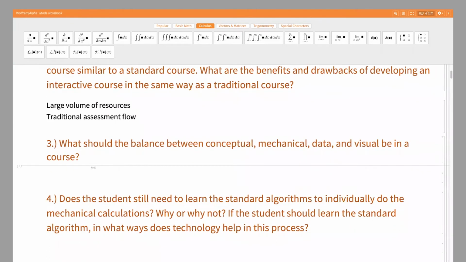So we have these different viewpoints: the conceptual, the mechanical, the data, and the visual. What should our balance be between those? Do you have any thoughts on how we should balance our different viewpoints? Should we focus on the conceptual? Should we focus on the mechanical, the data, the visual?